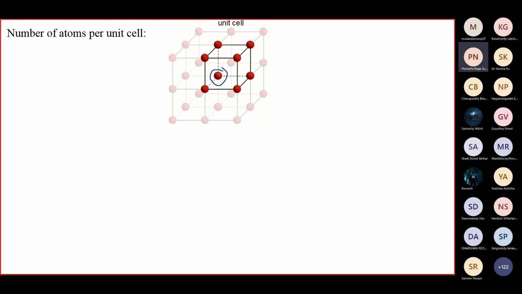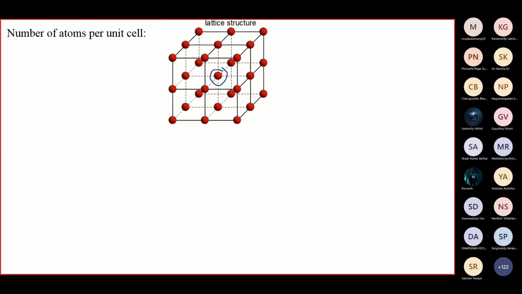Yes, sir. Okay, any doubt? So if there is an atom at this lattice point, then this atom does not completely belong to this one unit cell. It is shared by so many unit cells. For this particular unit cell, what is the contribution by this atom? 1 by 8. Yes, this atom is shared by 8 unit cells, so the contribution by this atom is 1/8.